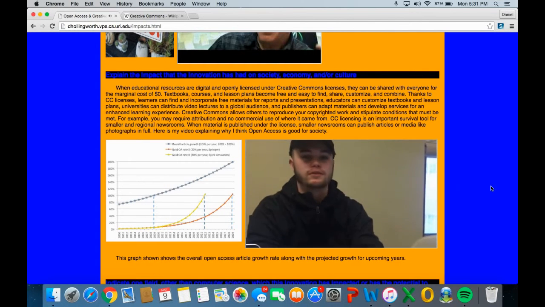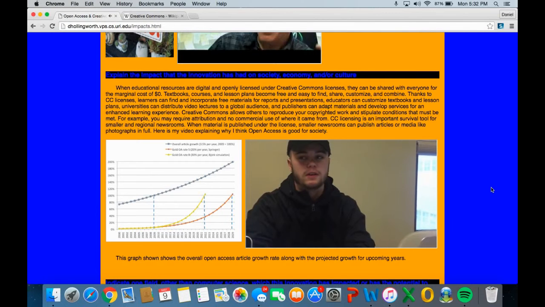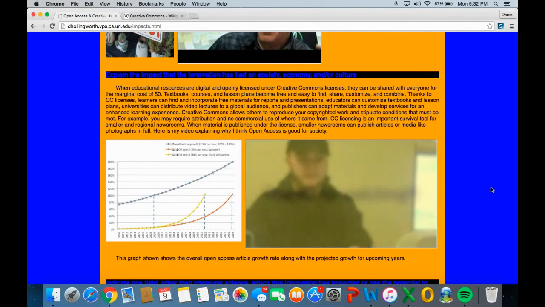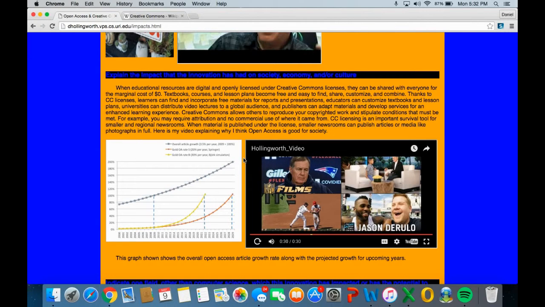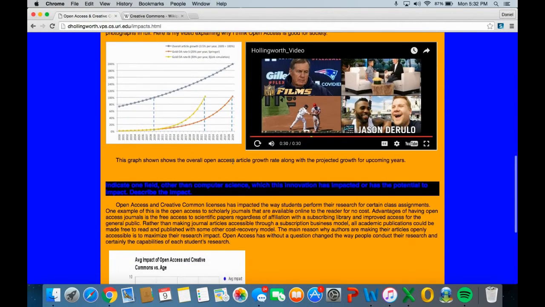Open access is very important. Sharing ideas with others is very important so we can benefit from each other, collaborate together, and make one great society. Now moving on, this graph shows the overall open access article growth rate along with the projected growth for upcoming years. As you can see, open access and the availability of articles has risen so high, and it will continue to rise within the next year.